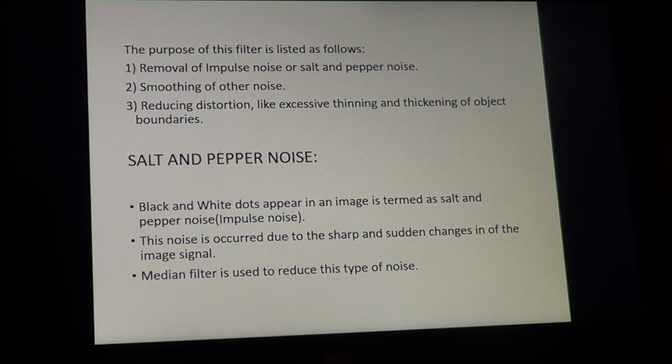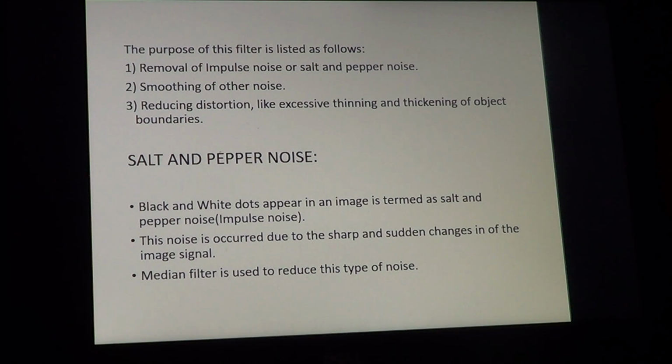The purpose of using this adaptive median filter is that it removes impulse noise, which is commonly known as salt and pepper noise. And this adaptive median filter not only removes salt and pepper noise, it also smoothens other noises as well. It also reduces distortion, that is excessive thinning and thickening of object boundaries.